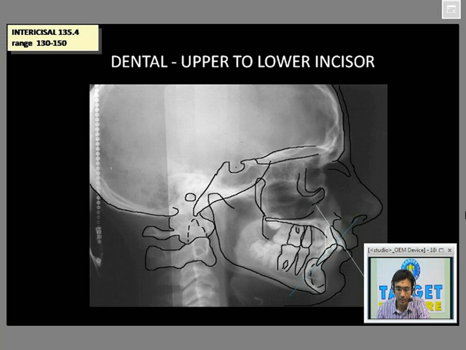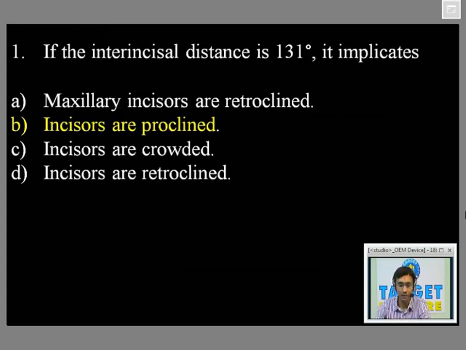Acute angle indicates that teeth are proclined. When the teeth are proclined, the angle becomes acute. When the teeth are retroclined, the angle becomes obtuse. So the answer will be, there's one doubt in this question, that if you consider the normal range, then the interincisal angle would come out to be normal, not proclined. But then since we don't have that option, we have to understand what the examiner is wanting to ask us. So in that case, he has taken the mean as the average, and if it is less than mean, it is proclined, and if it is more than mean, it is retroclined.